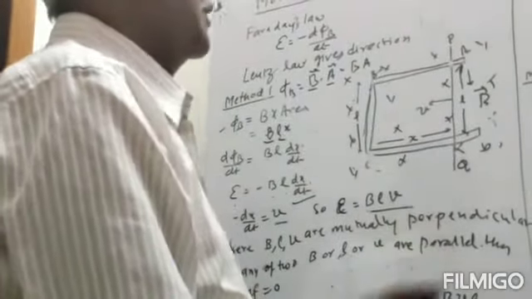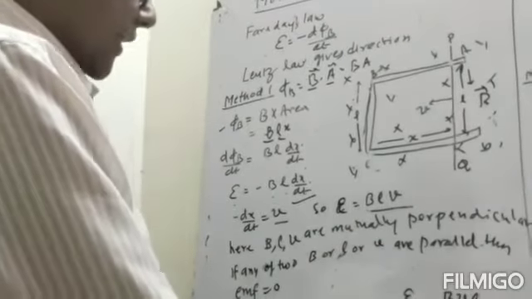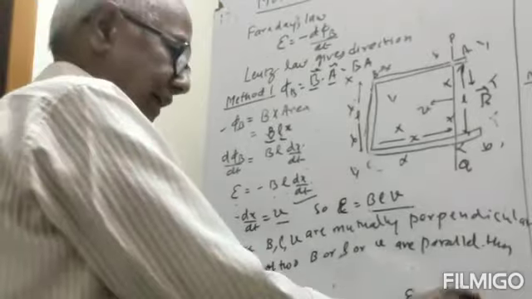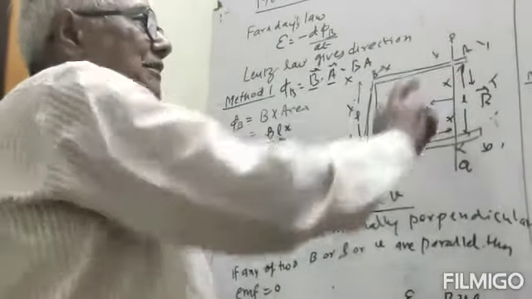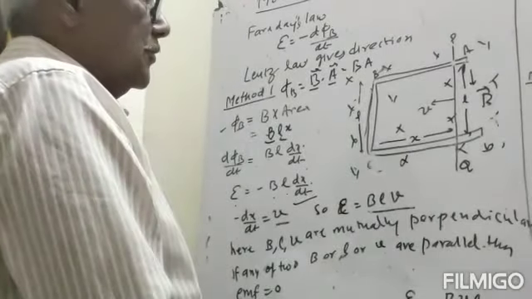So here we can find the direction of induced current. The induced current will be equal to BVL by R, where R is the resistance of PQ wire. Now what will be the induced charge?